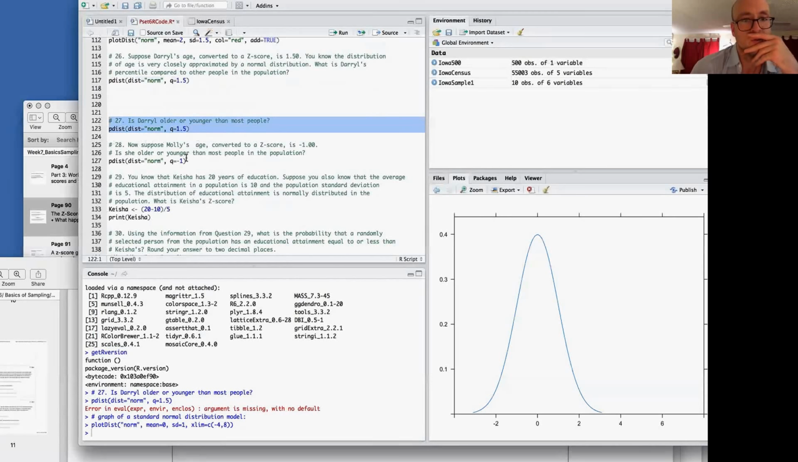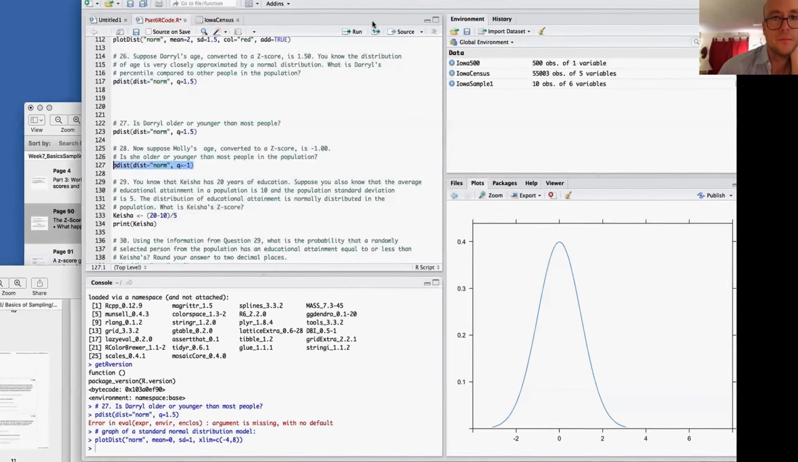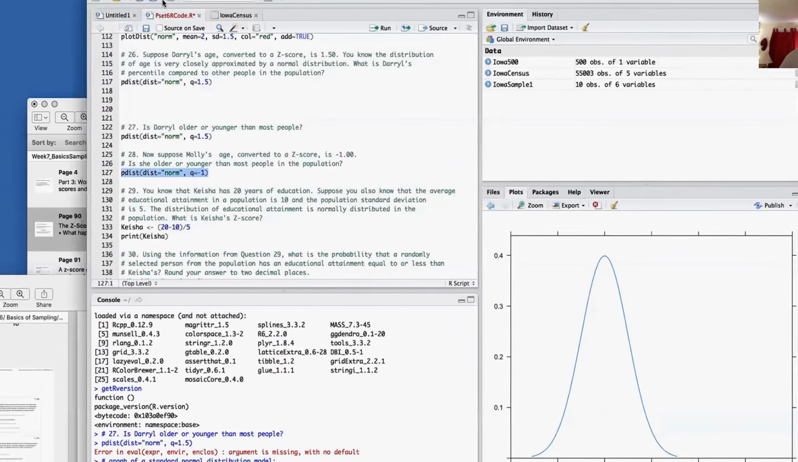So do we know whether Daryl is older or younger than most people? He's older than most people because he's right around here. There's a greater area to the left of the curve than to the right. Now we have Molly's age converted to a z-score of -1. Is she older or younger than most people? Well, all we're doing here is creating the distribution with a q equal to -1. And it probably won't work either because it's the same argument.